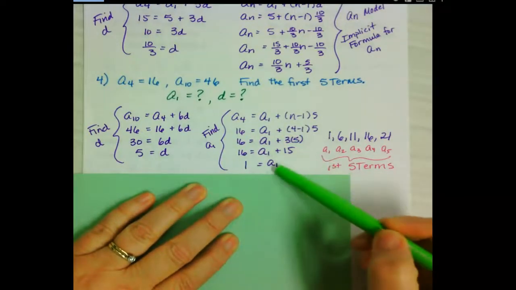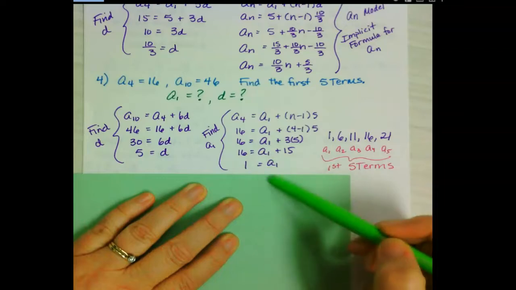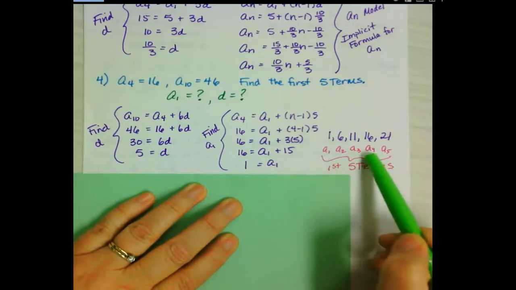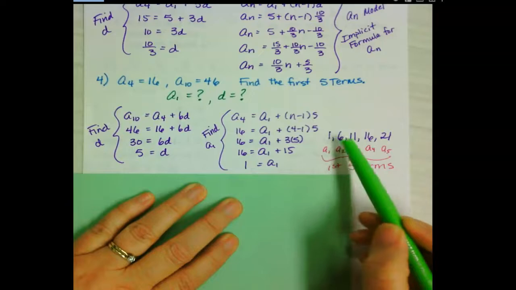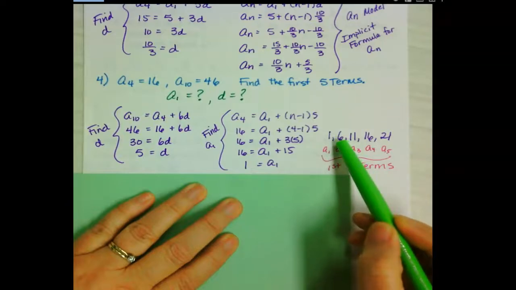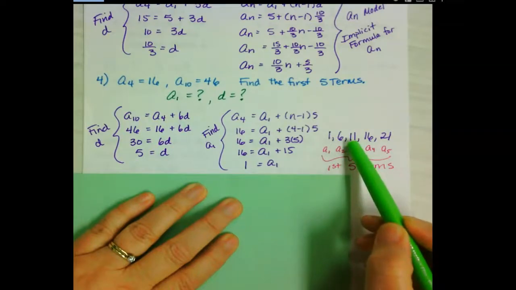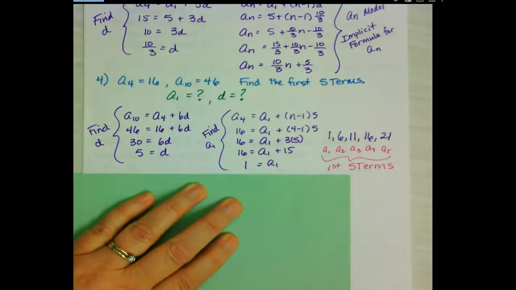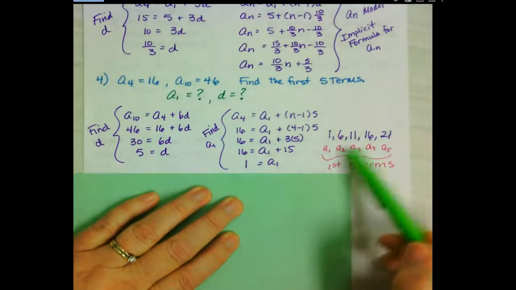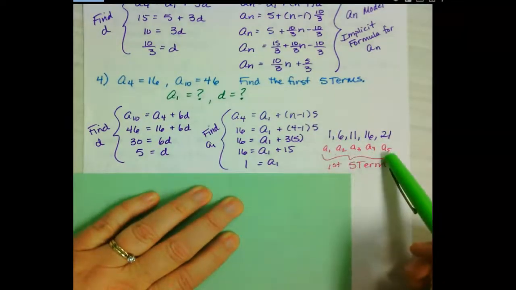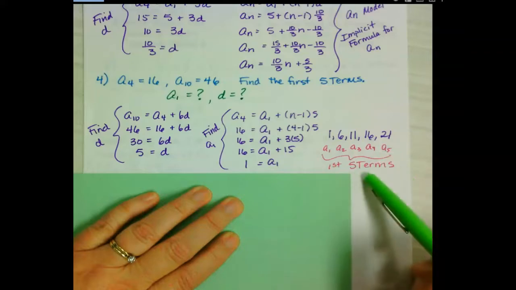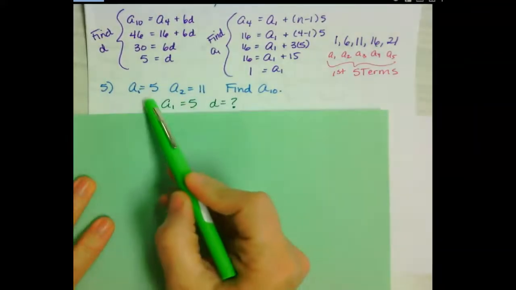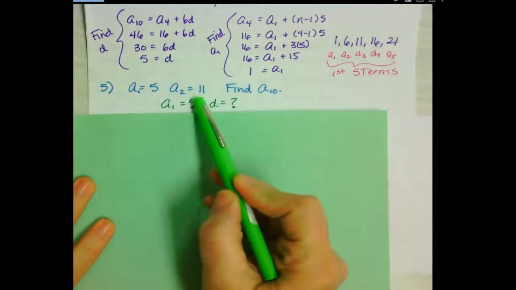So I don't need to write the full model. I just needed to figure out where I needed to start from. So a sub 1, a sub 2, a sub 3, a sub 4, a sub 5. So that's 1 plus 5 is 6, 6 plus 5 is 11, 11 plus 5 is 16, and 16 plus 5 is 21. And so that gets you the 5 terms. So I went ahead and identified them in their position right here, but that's the first 5 terms of the sequence.